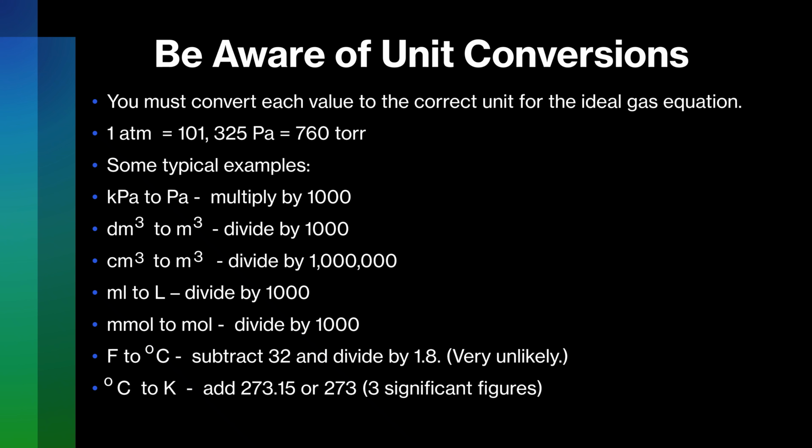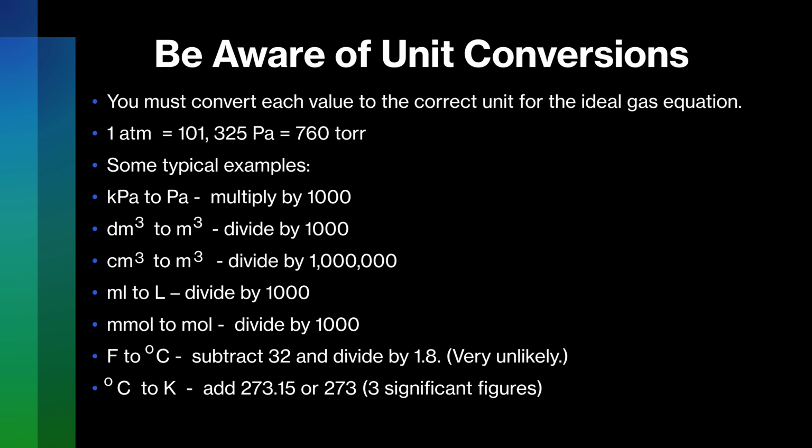You could instead be given a value in centimeters cubed, which you must divide by 1 million to give in meters cubed. If you're using the other unit combination, you would have to express volume in litres, and you may be given the volume in millilitres. To convert, you divide your given value in millilitres by 1000 to produce the equivalent value in litres. For amount in moles, usually the only conversion you may have to do is from millimoles to moles, for which you divide by 1000.